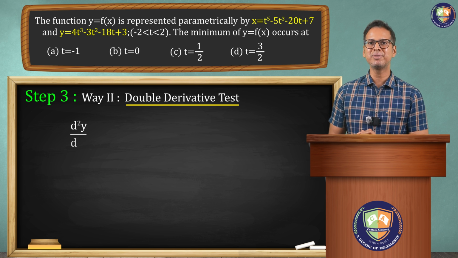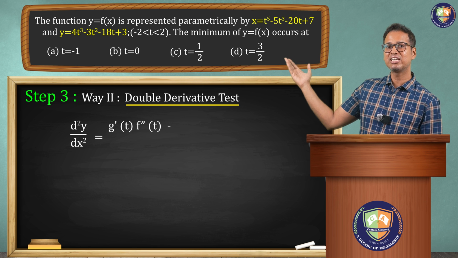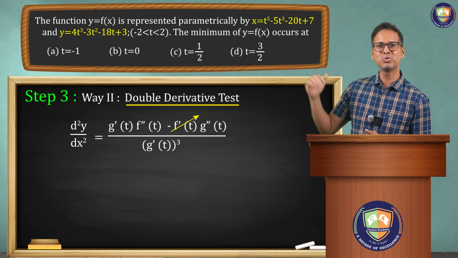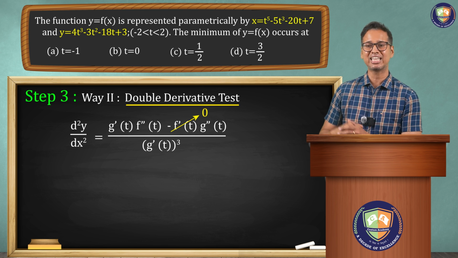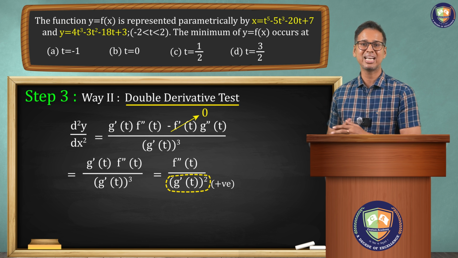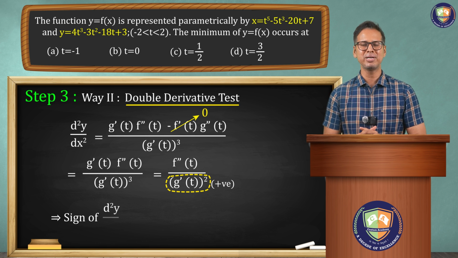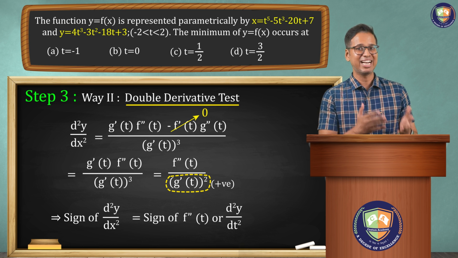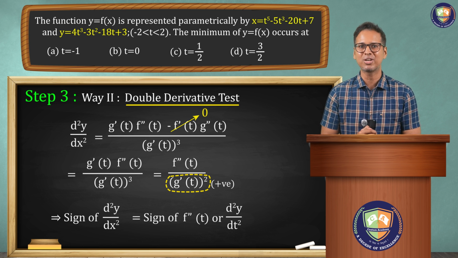Now, we all know d2y by dx square for a parametrically defined curve is as shown here. Now, using f dash t equal to 0, we can further simplify this expression to this. Here you would realize that the sign of d2y by dx square is the same as the sign of d2y by dt square, and d2y by dt square is very easy to calculate.